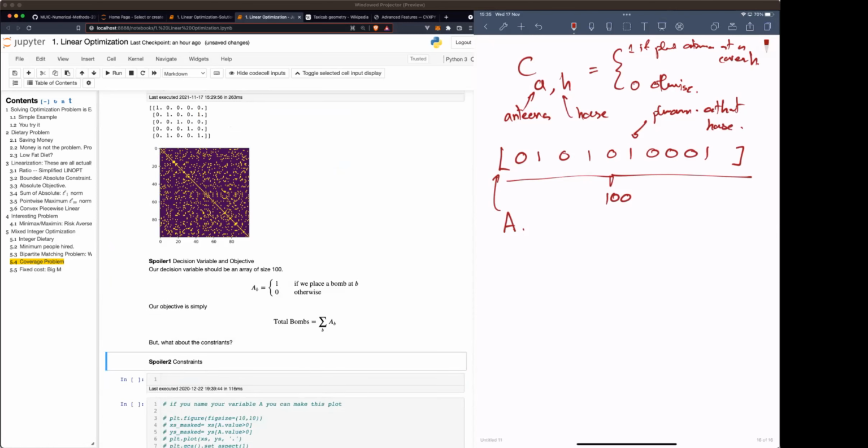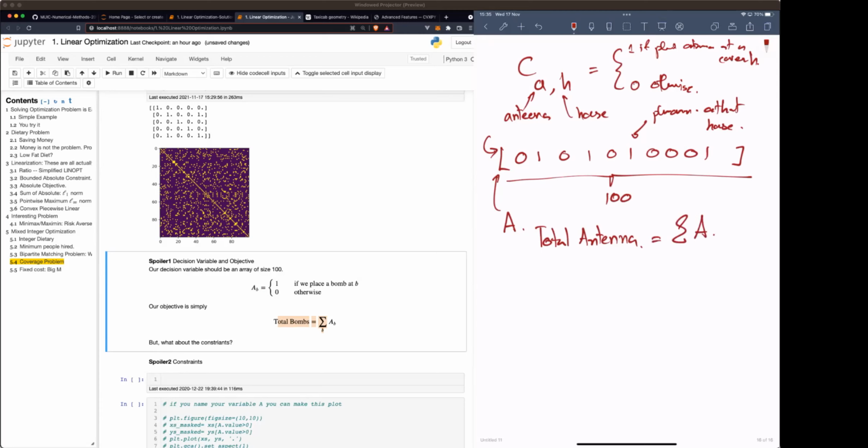The reason I do this is to make your life so much simpler to get the total antennas. The total antennas, all you do is add up all the A's. This is the total antenna count. Total antenna is the sum of A. That's it. As simple as that.